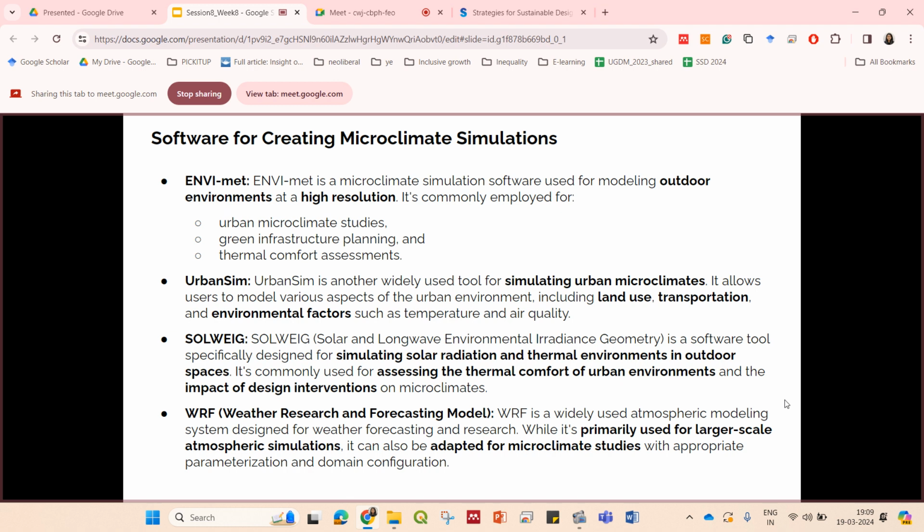Also, we have WRF, Weather Research and Forecasting Model. Although it is not usually used for microclimates, it is largely used for atmospheric modeling system design, for weather forecasting and similar research. It is usually used for larger scale atmospheric simulation, and it works better for larger scale atmospheric simulations. But it can also be adapted for microclimate studies if you do appropriate parameterization and domain configuration. So these are some popularly used softwares for microclimate simulations.